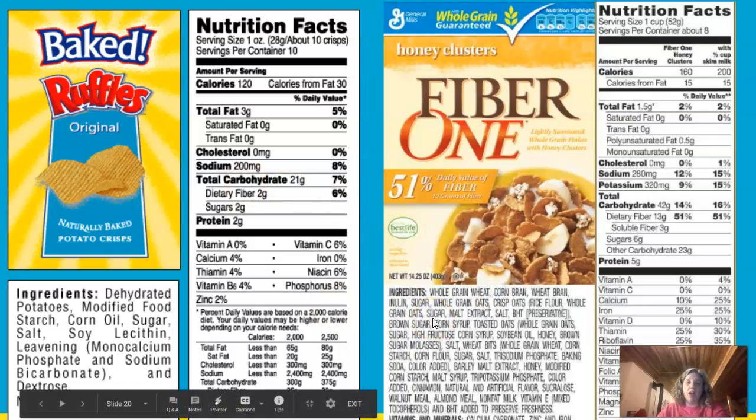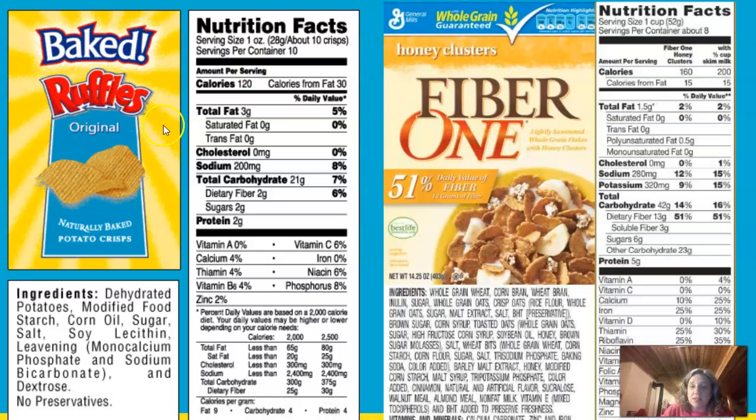Okay, so here's 2 different food labels for Fiber One cereal and then Ruffles. So you get 10 chips, not very many. Most people probably eat more than 10 chips for 120 calories. For Fiber One cereal, the calories are about the same. In fact, Fiber One has more calories, but you get a whole cup. So essentially, you get to eat more with the Fiber One cereal. And then you have your fat. So the Ruffles have 3 grams of fat. Your Fiber One cereal only has 1.5, so it's less.